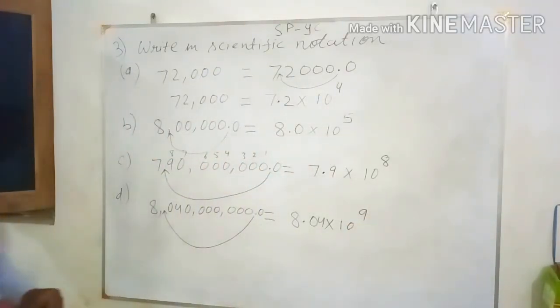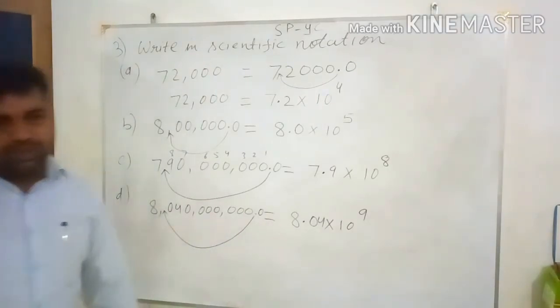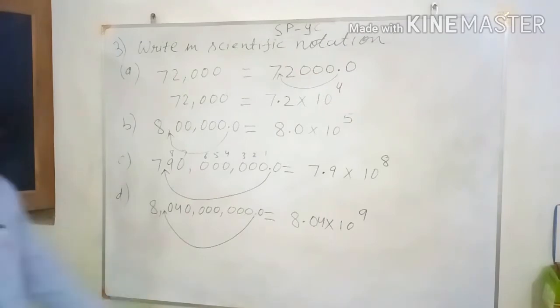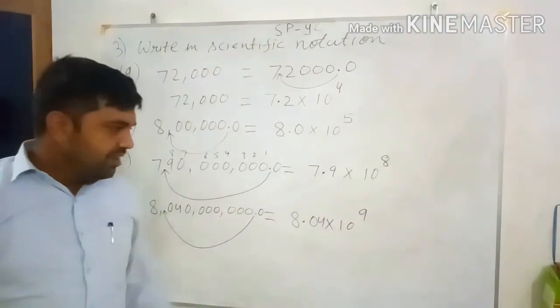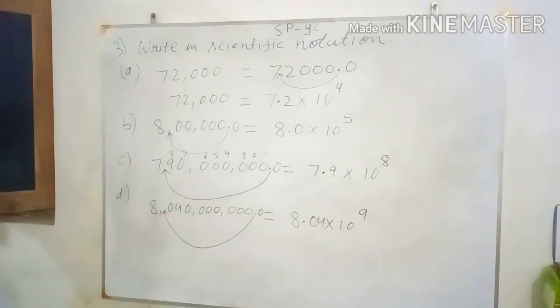That you can also write as 8.04 times 10 to the power 9. So what is this value? 8.04 is a value between 1 and 10. So the first factor is a value between 1 and 10, and the second factor is 10 to the power 9. That you can write.